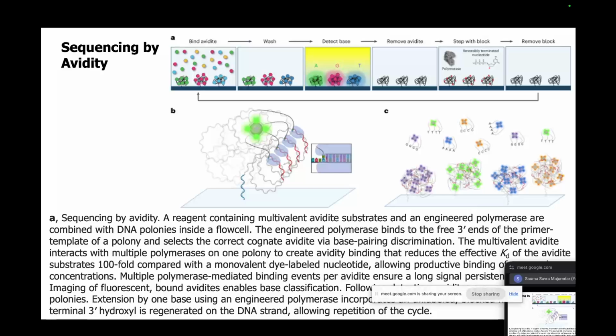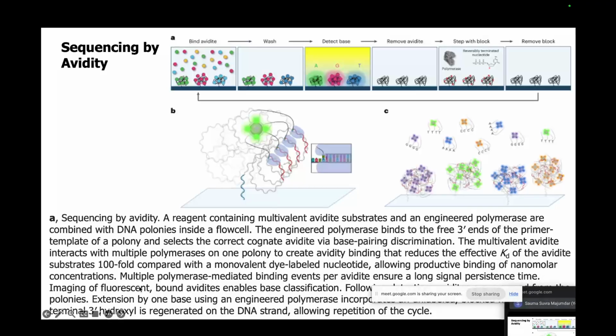So these signals are much more concentrated. These are bound very hard together. As I was saying, the effective KD is reduced. Basically the dissociation constant is reduced, so it is bound more tightly, allowing for productive binding at nanomolar concentration.